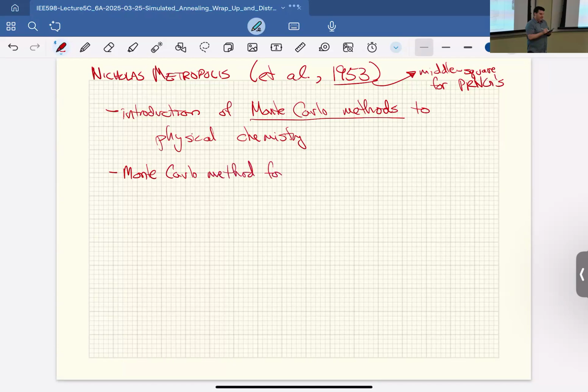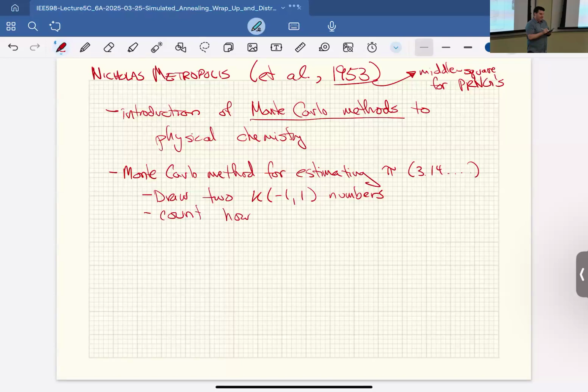So a Monte Carlo method for estimating pi, as in 3.14159265, et cetera, the kind of well-known one is, well, I can draw two uniformly distributed random numbers, let's say between -1 and 1. And then I can just count how many are in the inscribed circle.